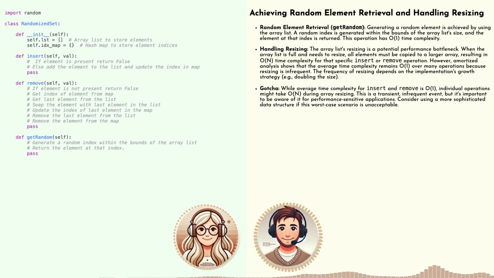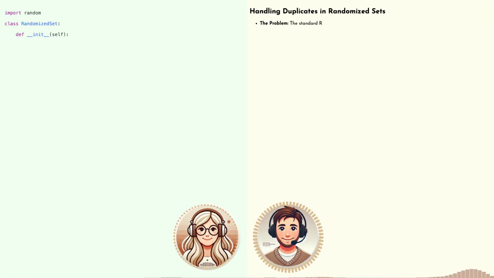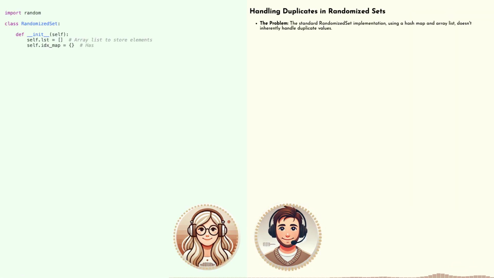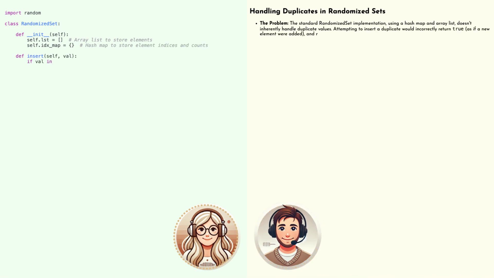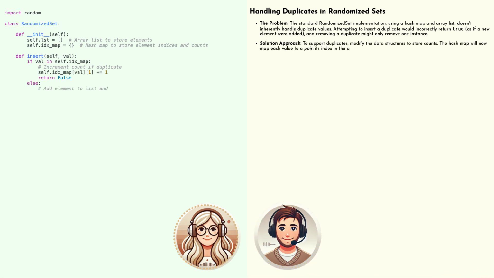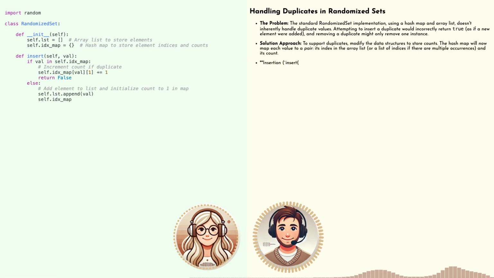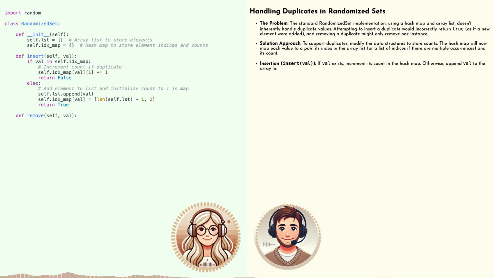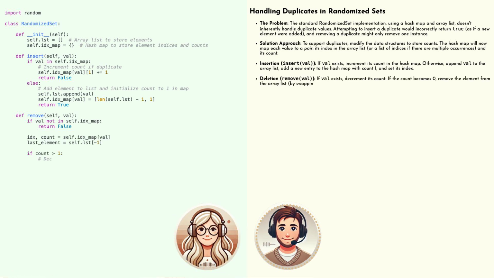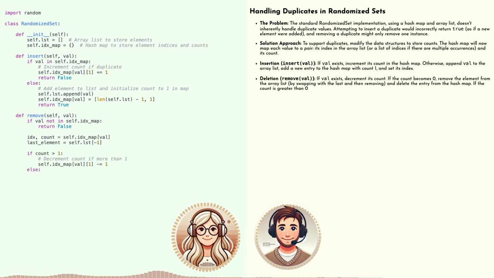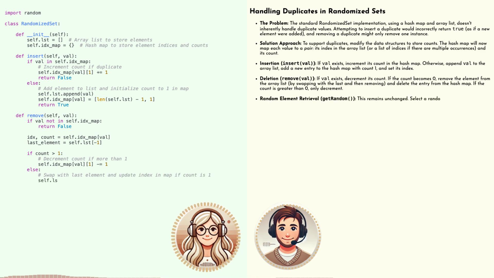But overall, the average time complexity stays nice and low. Exactly, it's amortized O(1), so we don't need to worry too much about those occasional resizes. This has been a fantastic deep dive into handling unique elements in a randomized set. But I can't help but wonder, what if we wanted to allow duplicates? Would our approach still work? That's a great question, and it leads us to some even more interesting modifications. To handle duplicates, we've got to tweak our hash map just a bit to keep track of those multiple occurrences.